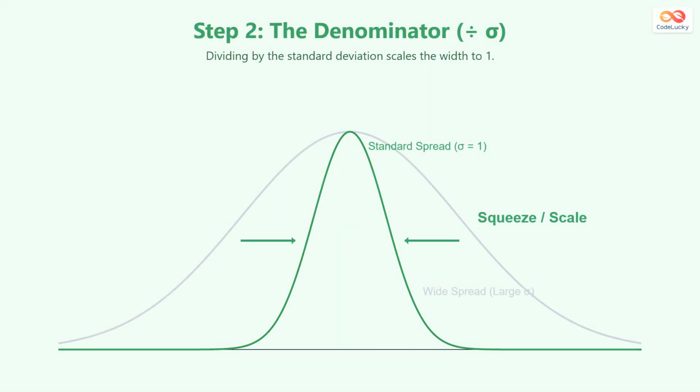The denominator involves dividing by sigma, the standard deviation. This handles scaling. If the data is very spread out, dividing by the standard deviation squeezes it in. If it is narrow, it stretches it out. The result is a standardized width of 1.